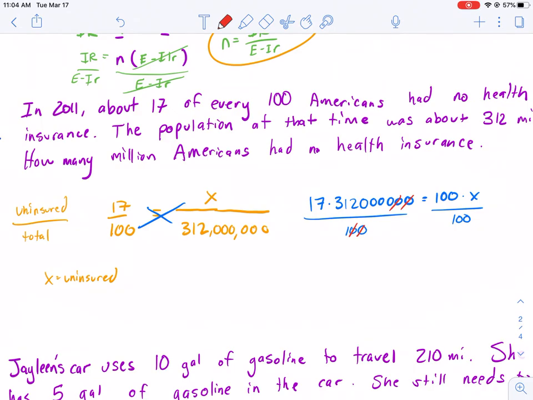So I'm going over to my calculator now, and I type in 17 times 312, 4 zeros. And I get that X, the uninsured Americans, equals 53,040,000. And that's my answer.